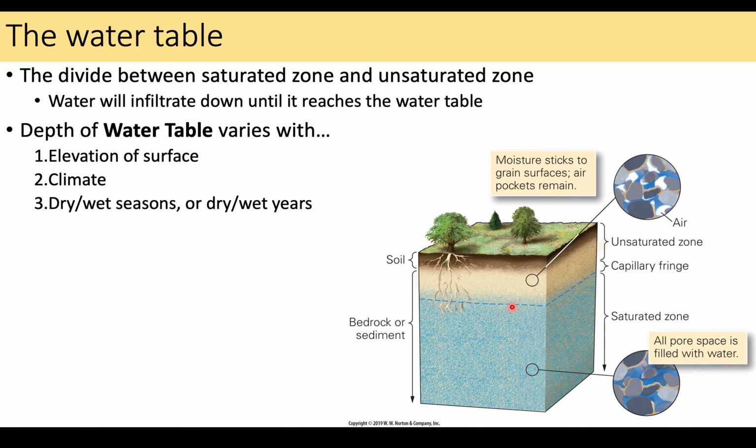And then similar things can happen for yearly cycles. So a location can have a particularly dry year or a particularly wet year. That's going to change the location of the water table as well.